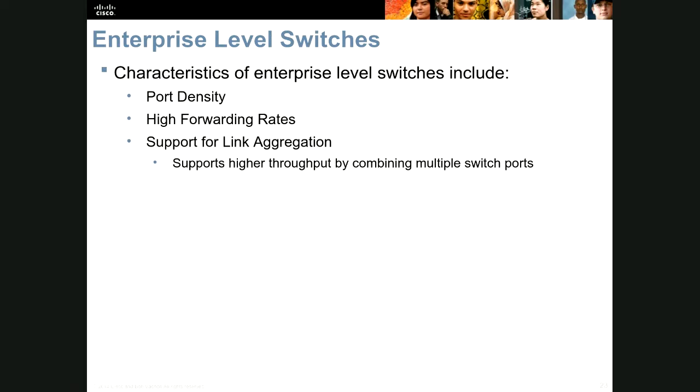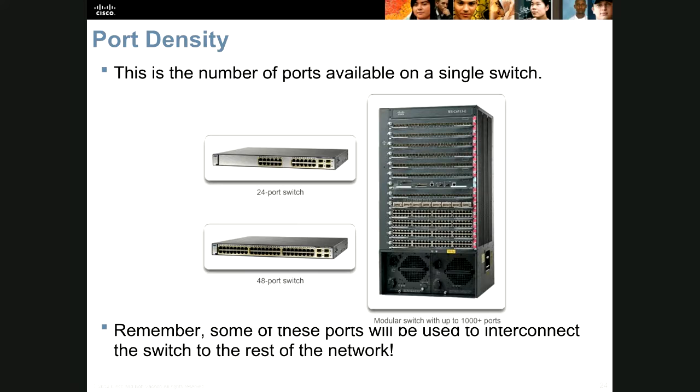Okay, enterprise layer switches. The port density issue is we have separate frames for all of these. We'll look at port density, the high forwarding rates, and this concept of link aggregation, which is a new concept for us. So a port density of our little switch, 24 ports. Well, actually 26 because it has the 2 gig ports.